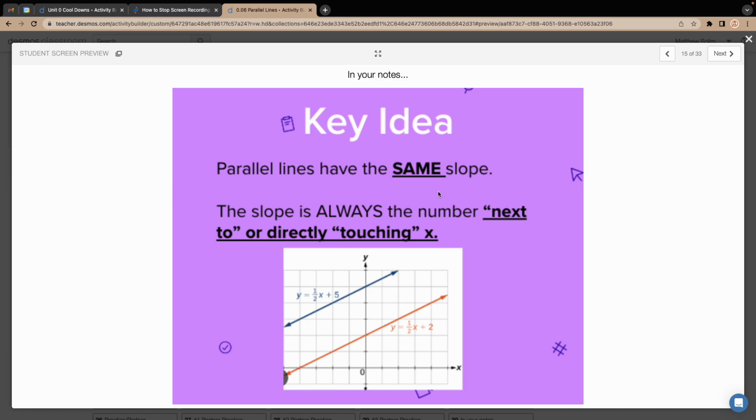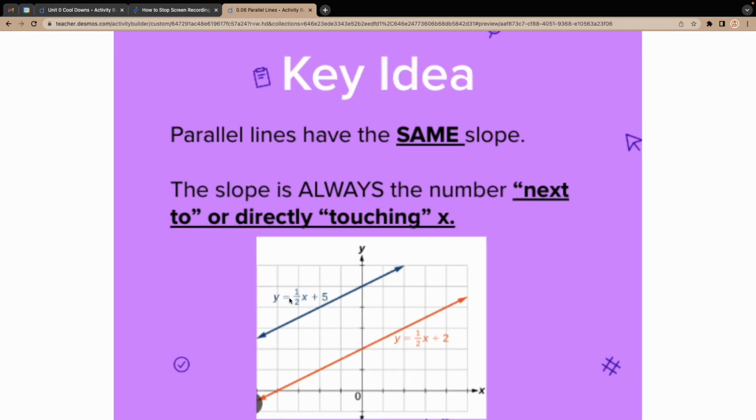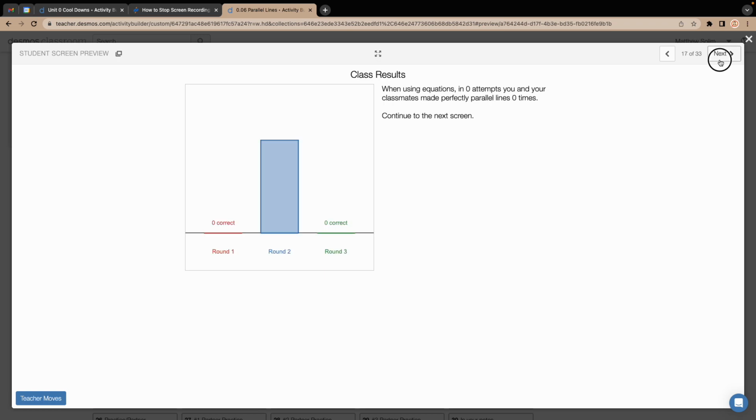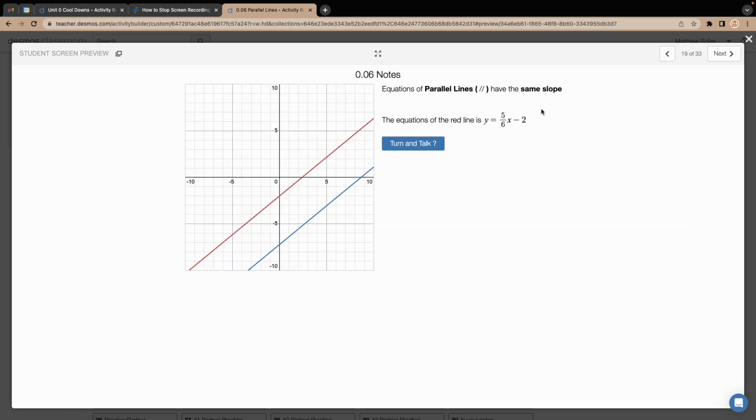So the key idea is we always want to have the same slope, and the slope is always just the number associated with the x value, right? So like 1/2 x, so 1/2 is the slope. So if this blue line is 1/2 for the slope, this orange line is also 1/2, those lines are parallel. Let's skip this and go to our notes.